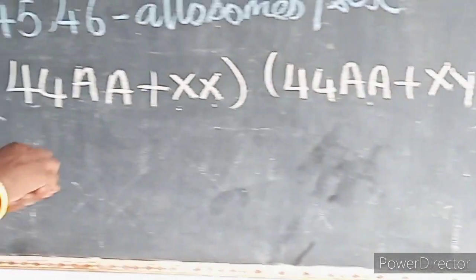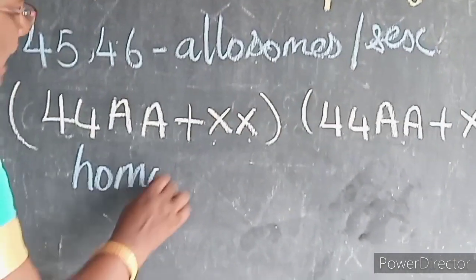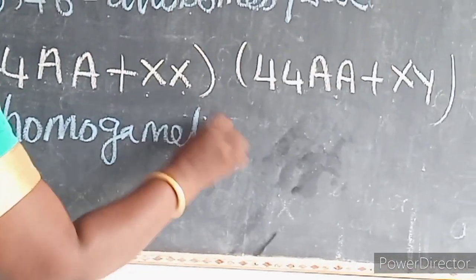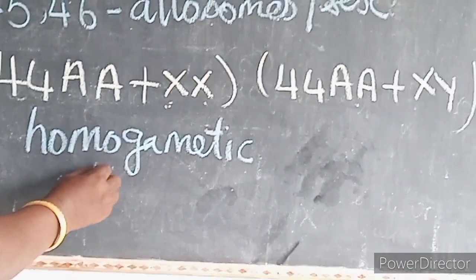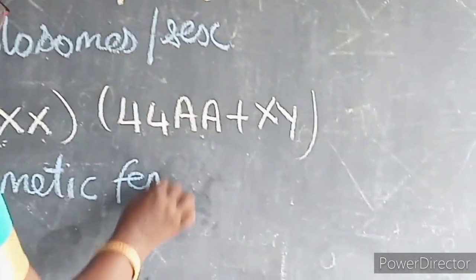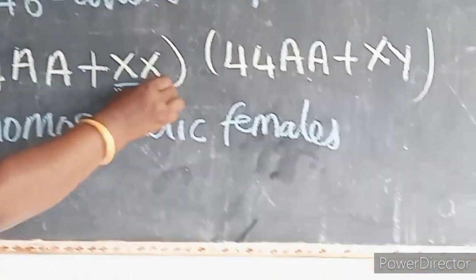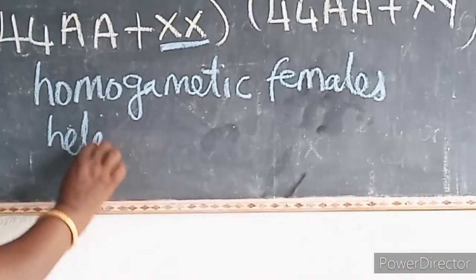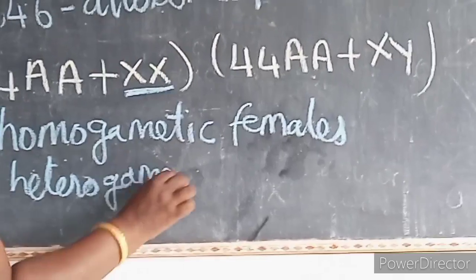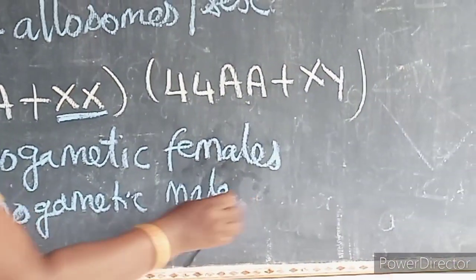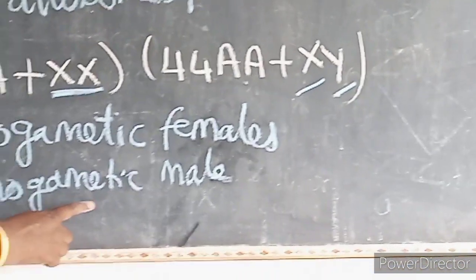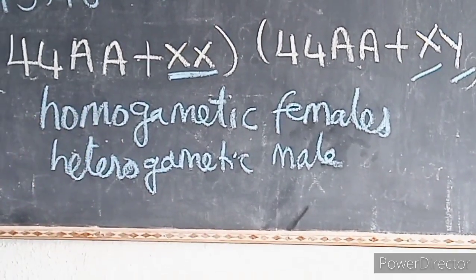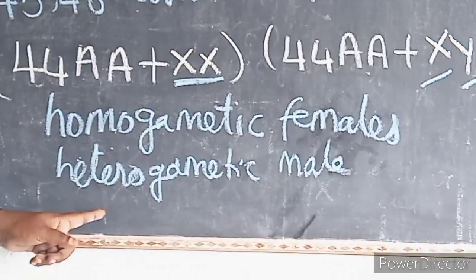So here in the human beings, it is homogametic females. Homogametic females means what? Having the similar type of gametes. ரெண்டு chromosome same இருந்துச்சுன்னா அதுக்கு பேர் என்ன, homogametic. In the human beings, homogametic females and then heterogametic males. Hetero means different. One X chromosome, then another with the Y chromosome. Having two dissimilar gametes, then it is known as what? Heterogamete. In the human beings, homogametic females and heterogametic males.